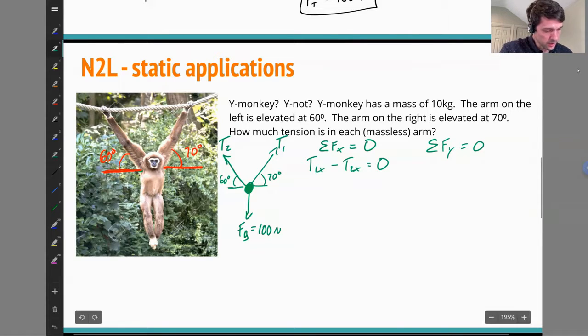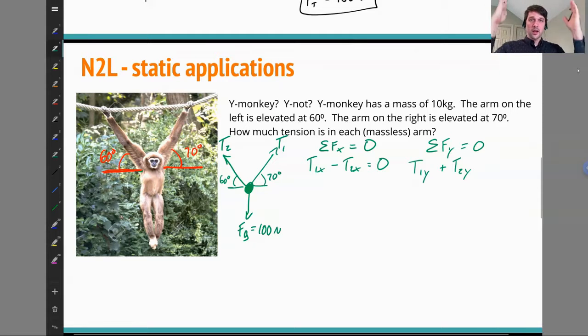I still don't know anything about the tensions, but I can say tension 1 in the Y direction plus tension 2 in the Y direction, because both Y components of the arms are pointing up, minus Fg equals 0. So I've got 3 forces in the Y direction. So that's my general equation. Now I can start to get specific.